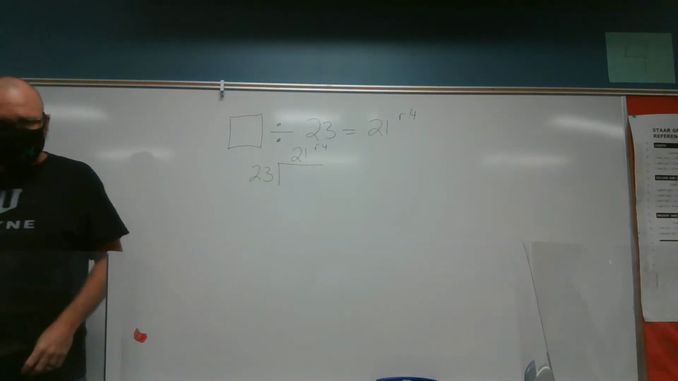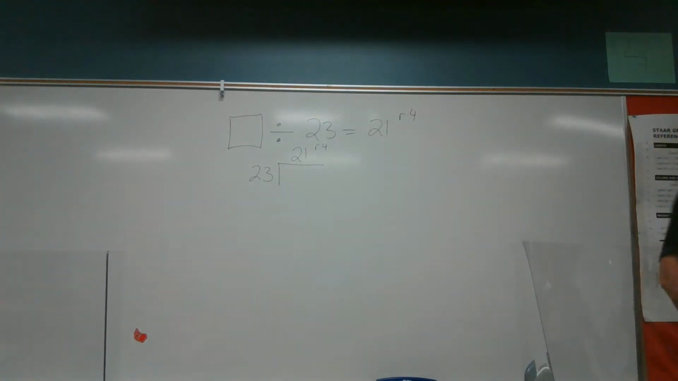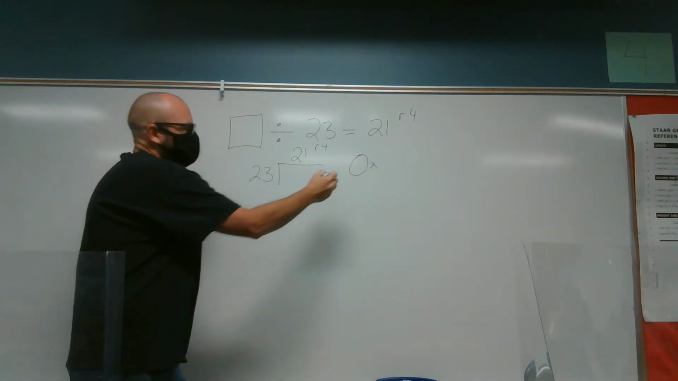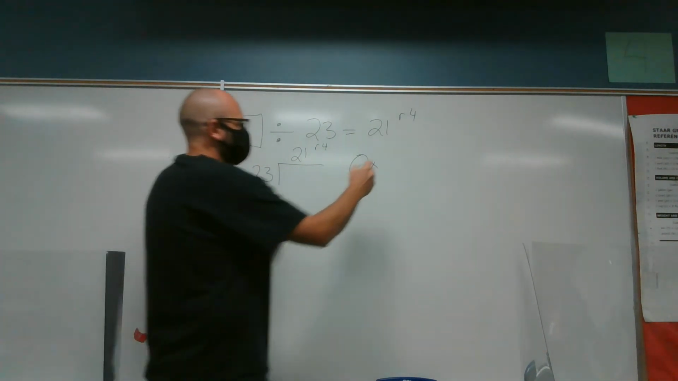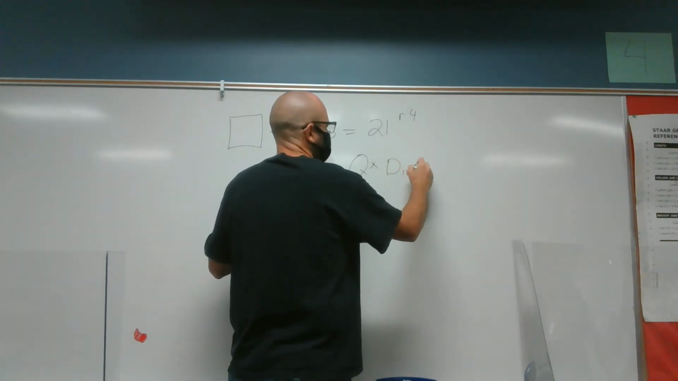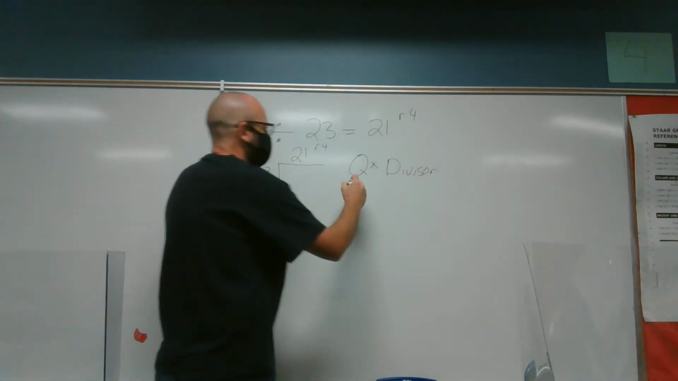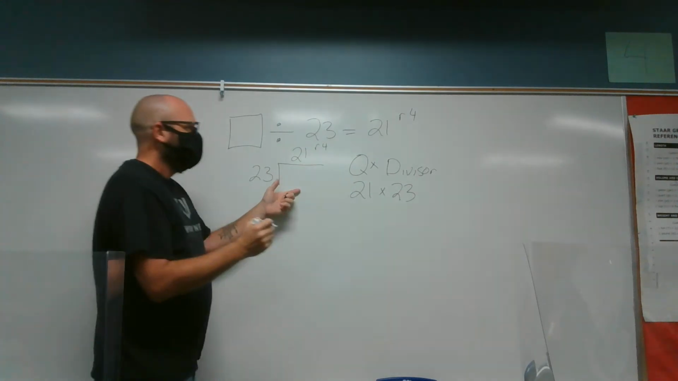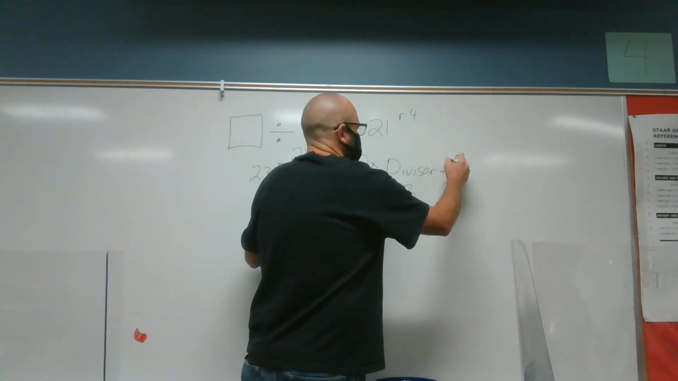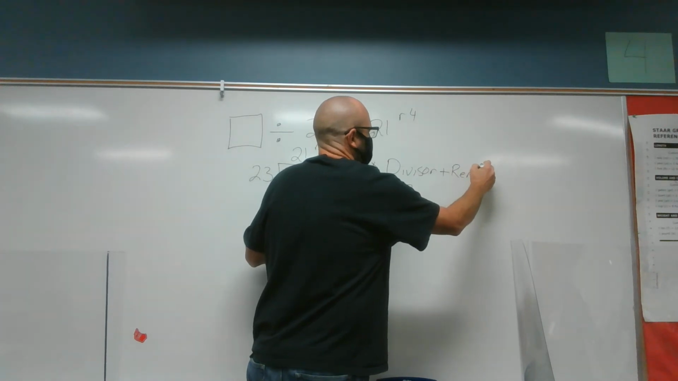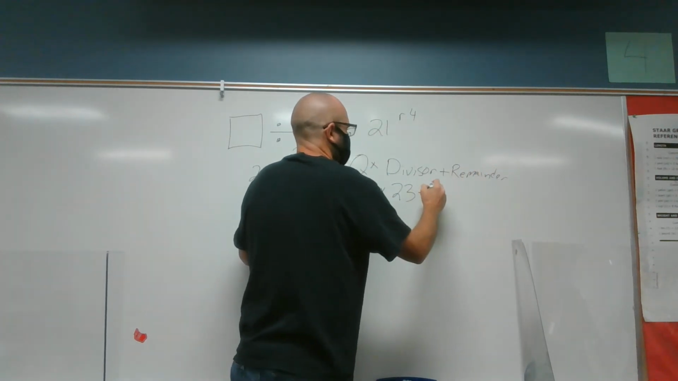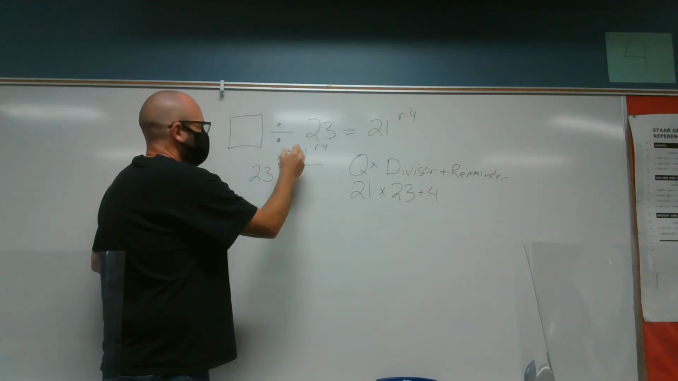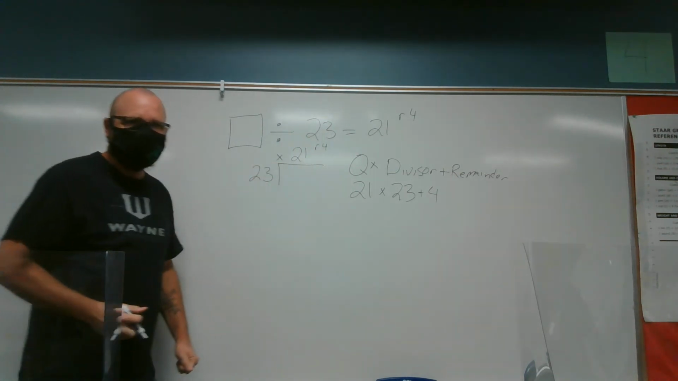Now the way problems like this work is you take your quotient, and you multiply it times its divisor. So our quotient is 21, our divisor is 23, and then you add your remainder. And my remainder is 4. So I take this times this, and add my remainder.